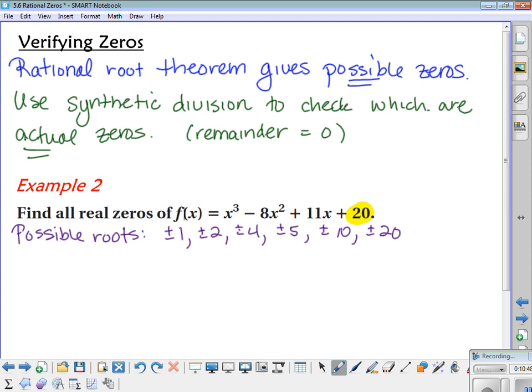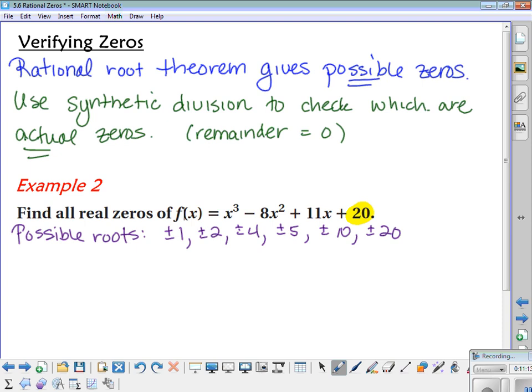Now, do you think I'm going to have to test all 12 of those numbers? No, I'm not going to have to test all 12 of them. Because as soon as I find one of them, I can do the synthetic division and get an answer that's a quadratic expression. And once I have a quadratic, I can factor it or use the quadratic formula. Okay? So let's go ahead and do this.